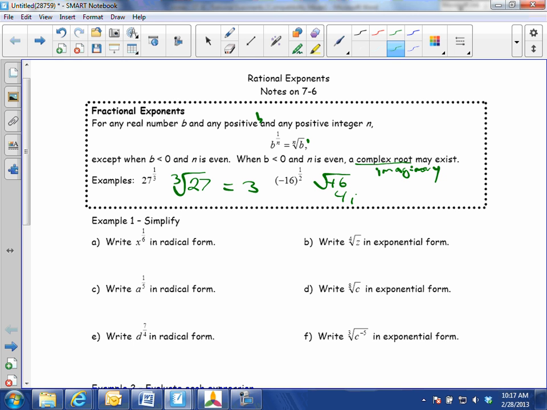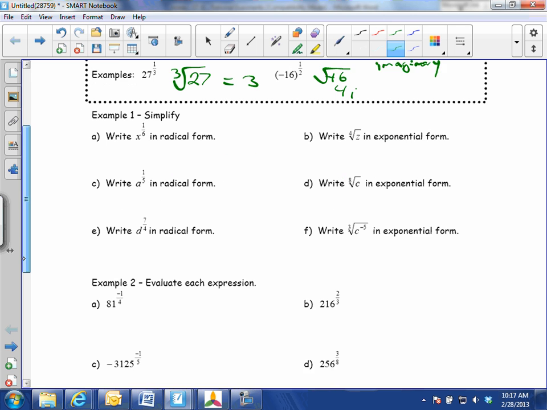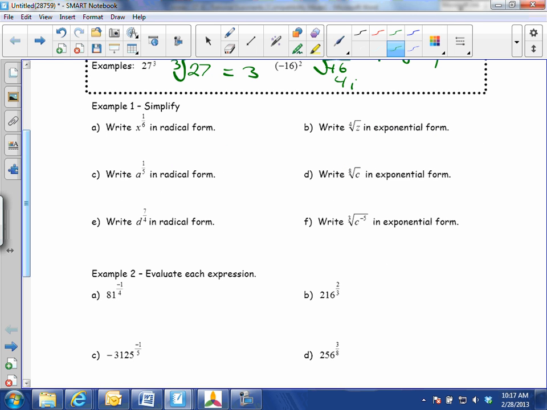So all this, example 1, you've done it before. It just is asking us to write it in the other form. It says write in radical form. Hold your horses. Radical form means put a box in there. When it says exponential form, it means put the exponent so it's a fraction. So in radical form, how do I write it with a box?